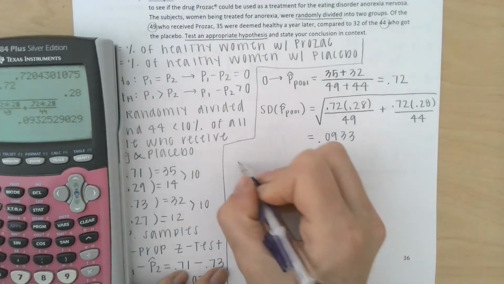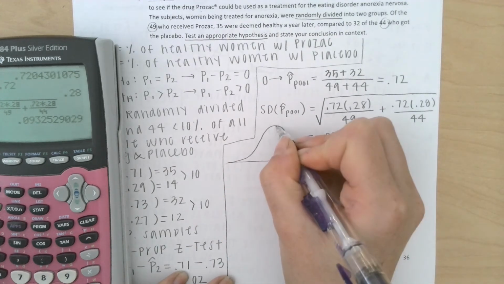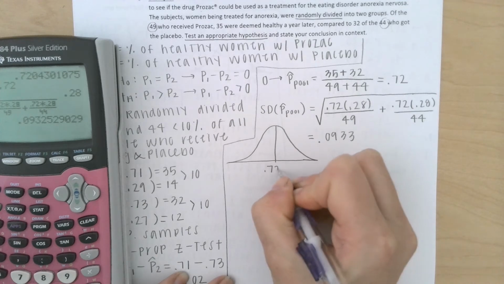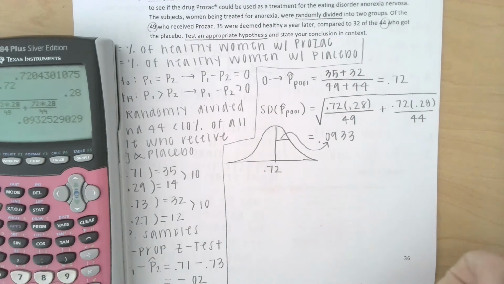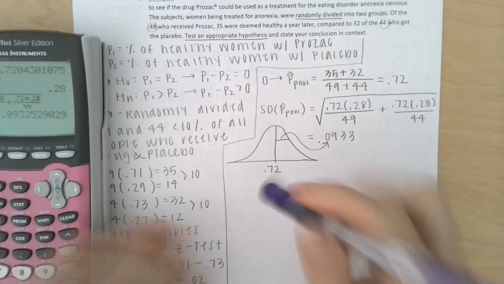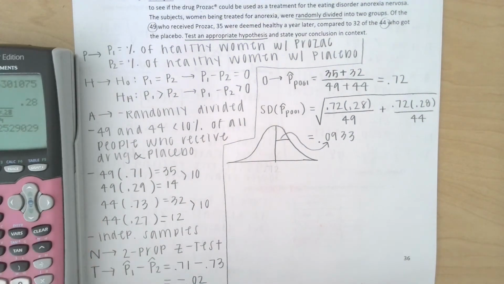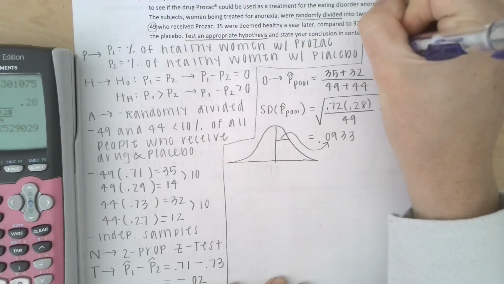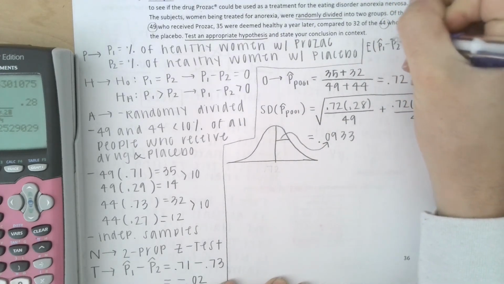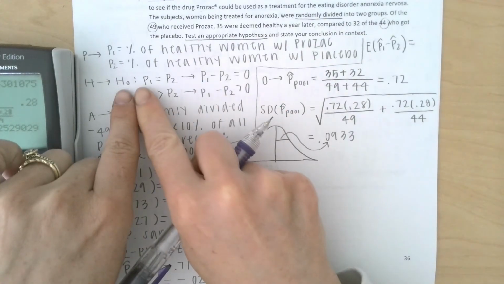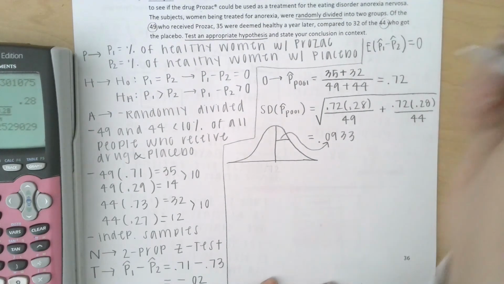Once I have that mean and standard deviation, I can draw in my model. Mean is at 0.72, standard deviation we just found. Oh, I'm sorry, my mean is not at 72, that was just my p-hat pooled. My mean, which I didn't really even write on here, but my expected value of p-hat 1 minus p-hat 2 should always match my null hypothesis.